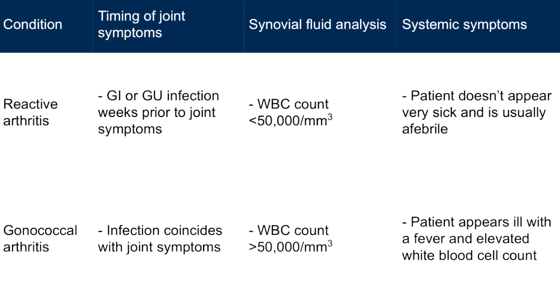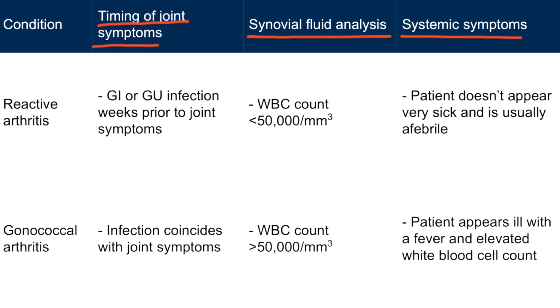The goal of this question is to help you think in broad differential diagnoses, recognizing that either of these diseases could appear in a question stem where risky sexual practices are mentioned. To distinguish the two, then, you could consider the timing of joint symptoms, the findings within the synovial fluid, and how sick the patient is. In the case of reactive arthritis, the infection comes weeks prior to the joint symptoms. In gonococcal arthritis, infection tends to coincide with the joint symptoms.